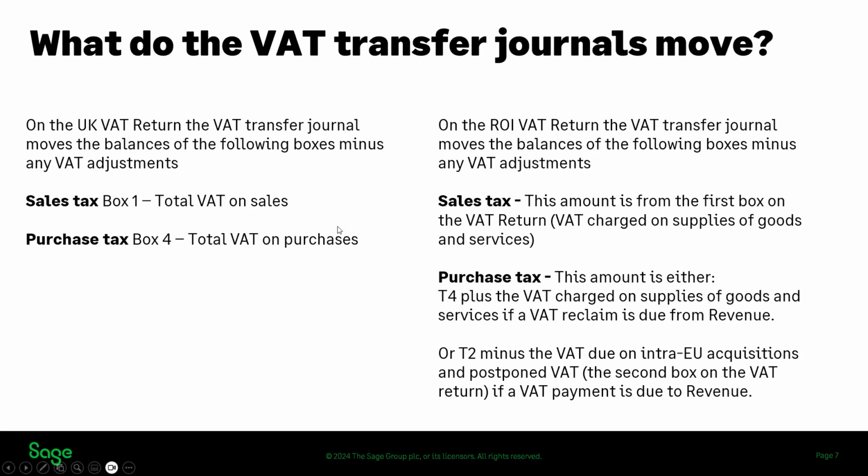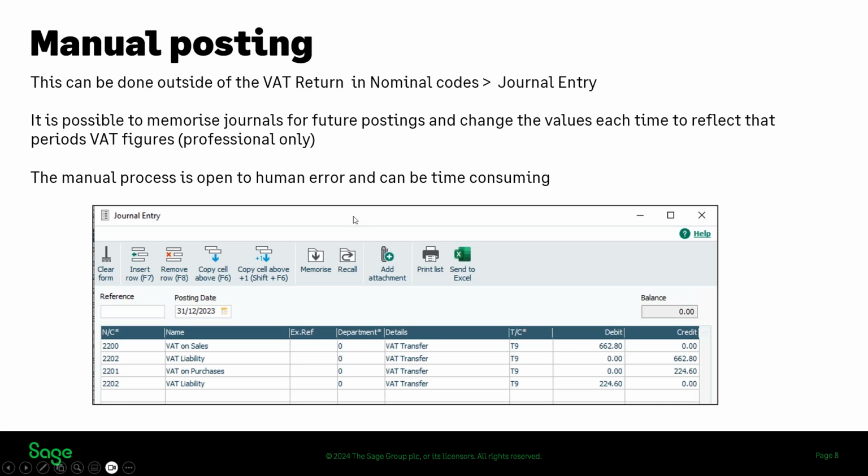Now moving on, there's two ways of doing this. We can start with a manual journal. So we could get the values that we need, and we could post a manual journal through nominal codes if we wish to do so. So I'm just going to pop into my third data set to demonstrate this one.